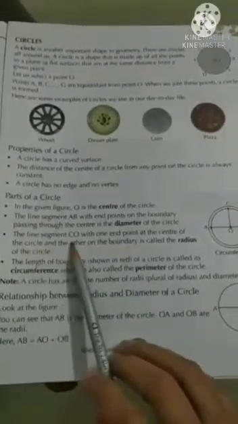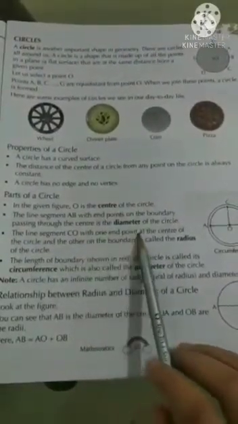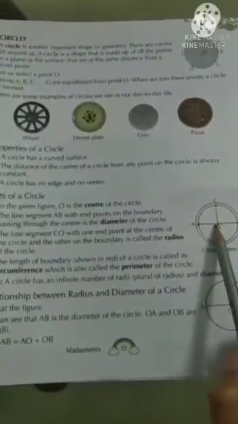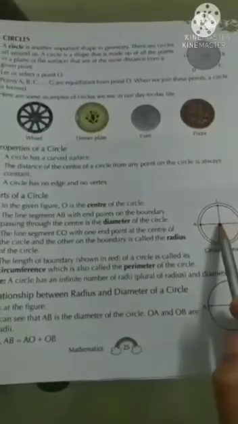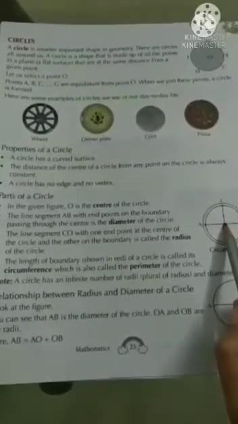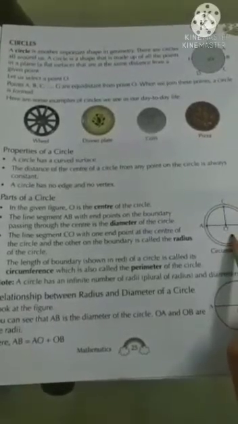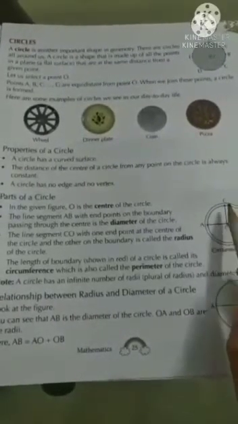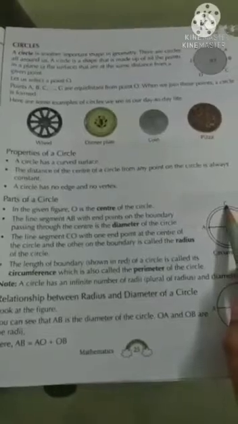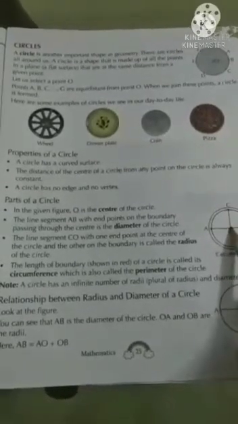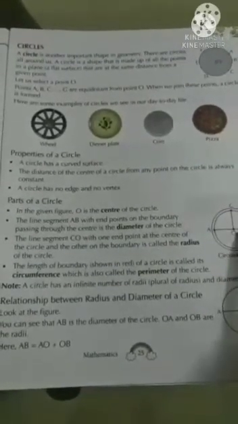The line segment CO with one end point at the center of the circle. Now see, this is the line segment CO with one end point at the center of the circle. That means the line segment CO, one end point will be O at the center of the circle and the other on the boundary, is called the radius of the circle. That means CO is the radius of the circle.